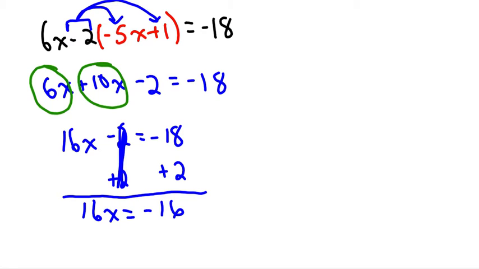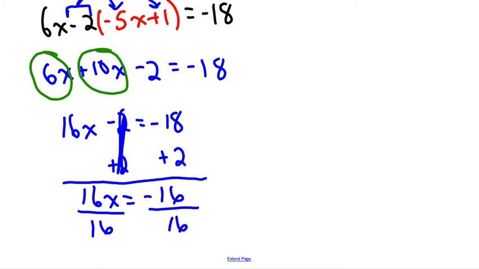Okay, so now the next step, we have to get x by itself, and the way that we do that is by dividing. That 16 is being multiplied by x, so I have to do the opposite, and I will divide by 16. So divide both sides by 16. So now 16 divided by 16 is 1, so I have 1x. Negative 16 divided by 16 is negative 1.